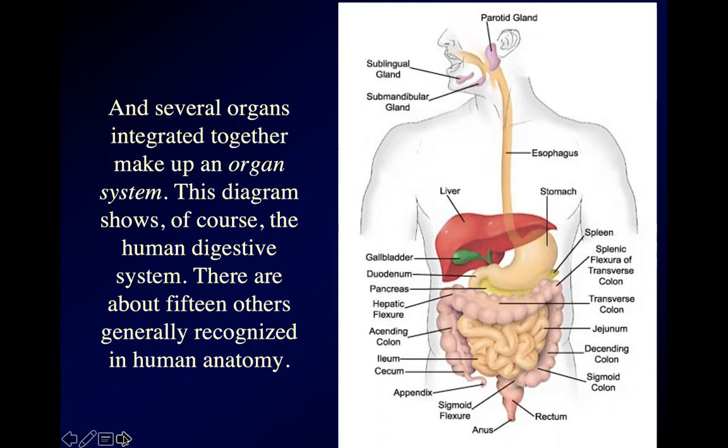So that's one organ system, and in human anatomy, there's about 16 organ systems that we recognize. You might have heard of your muscular system, your skeletal system, circulatory system, nervous system, immune system, reproductive system, and on and on.